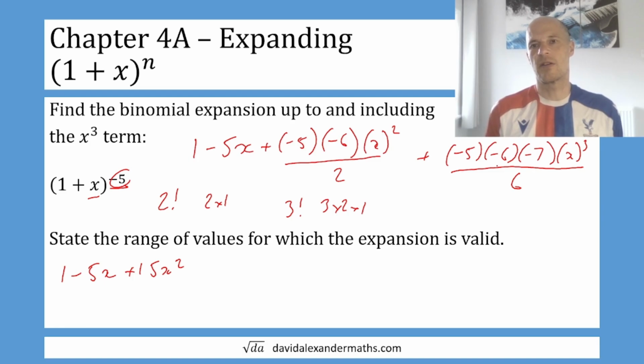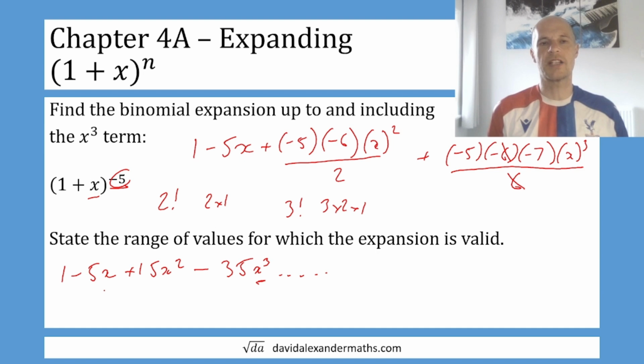For the x cubed term, I can see that cancels. So 5 sevens are 35, so it's 35x cubed. It's just a question of what the sign is. Well, I've got 3 negatives, so that will be minus. There we go. So I've expanded up to and including the x cubed term, so it's 1 minus 5x plus 15x squared minus 35x cubed. That is an approximation of 1 plus x to the power of -5.